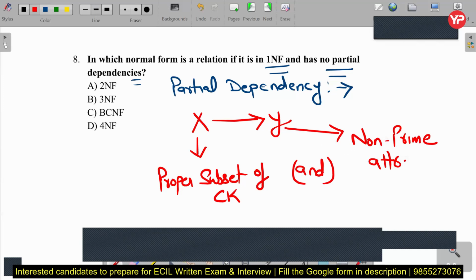And we try to remove the partial dependency in 2NF. In 3NF, we try to remove transitive dependency. So the correct option for this question, in which normal form is a relation if it is already in 1NF and has no partial dependency, is 2NF.